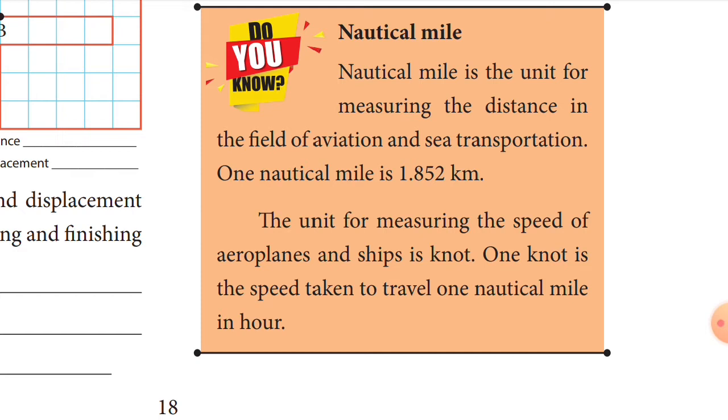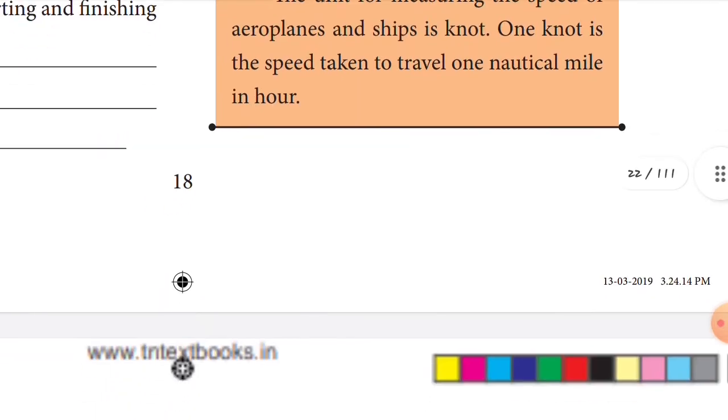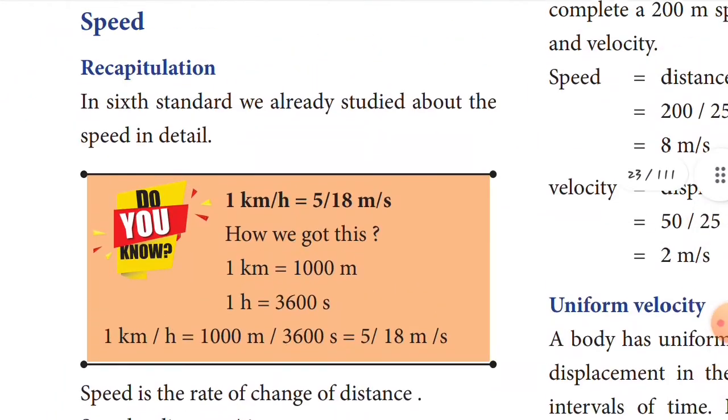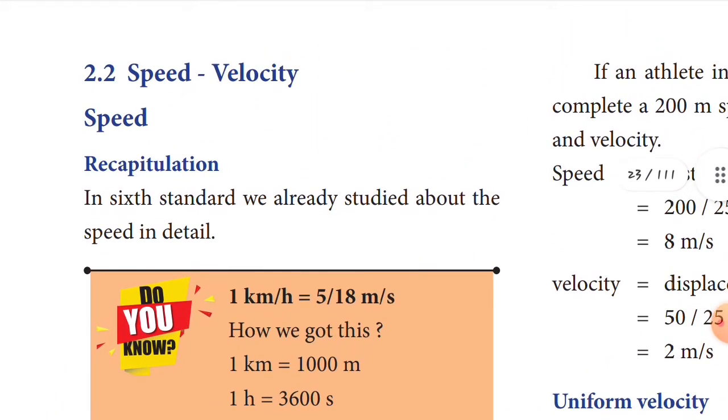And the unit of measuring the speed of aeroplanes and ships is knot. For example, 1 knot is the speed taken to travel 1 nautical mile in an hour. So this is the proper explanation of nautical mile. Clear, children? Now distance and displacement are over, a very clear idea.